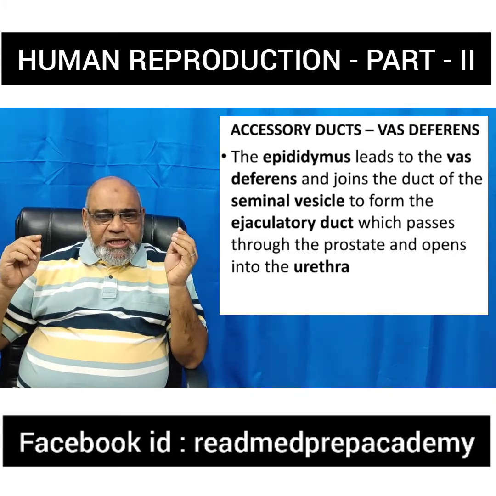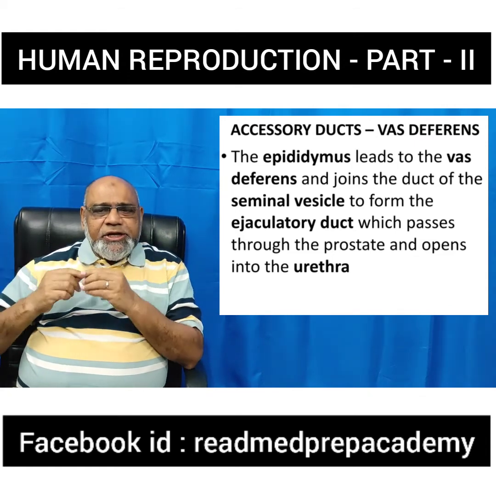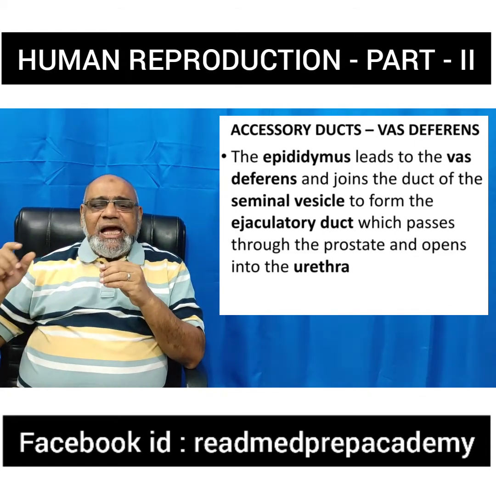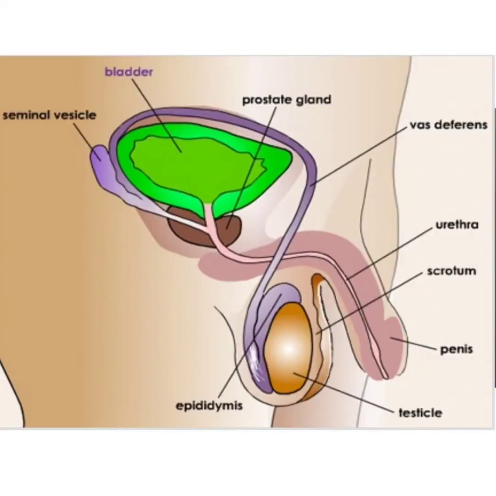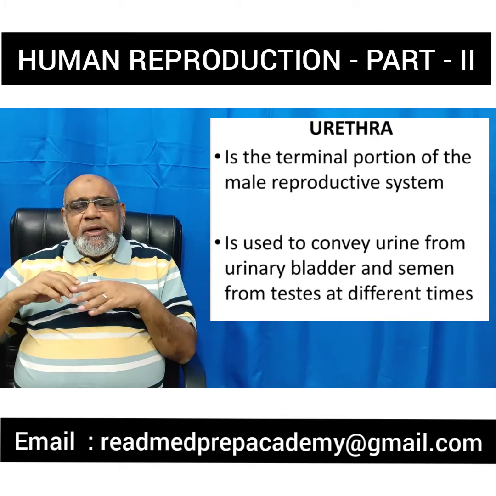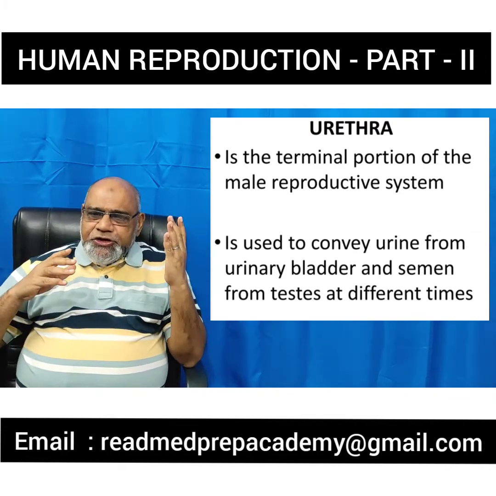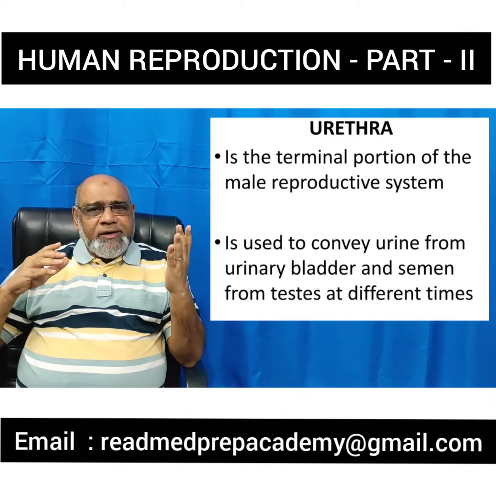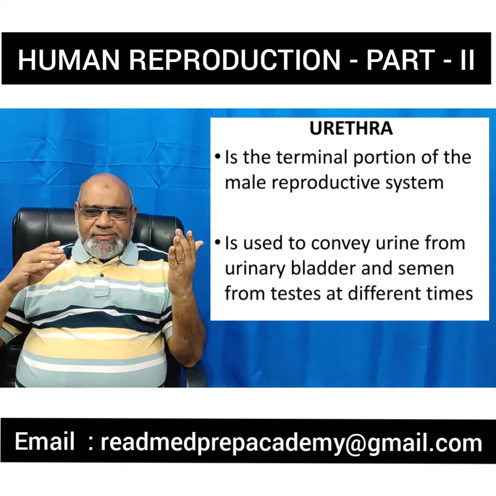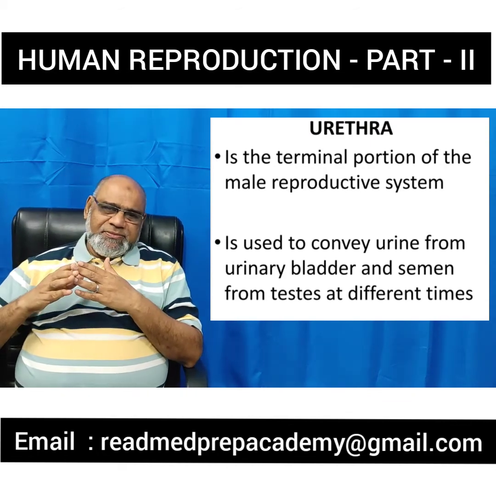and the seminal vesicle duct and the vasa deferens continue as a single ejaculatory duct, which passes through the prostate and opens into the urethra. What is urethra? It is the terminal portion of the male reproductive system. It is a tube that conveys urine from the urinary bladder and also semen from the testis.